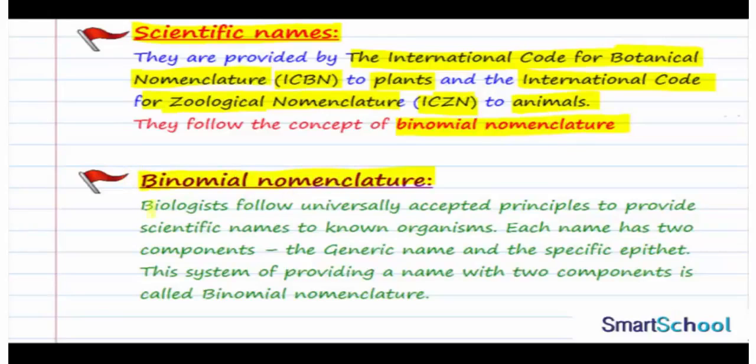What is binomial nomenclature? Biologists follow universally accepted principles to provide scientific names to known organisms. Each name has two components, the generic name and the specific epithet. So basically, universally accepted principles are used by biologists to provide scientific names to organisms. And the scientific name is made up of two parts, the generic name and the specific epithet. This system of providing a name with two components is called binomial nomenclature. So these were the features of binomial nomenclature, which is used by ICBN and ICZN respectively for plants and animals to provide scientific names.